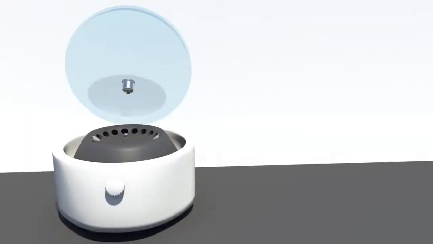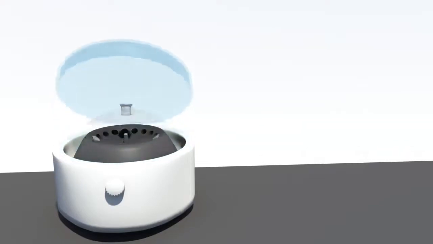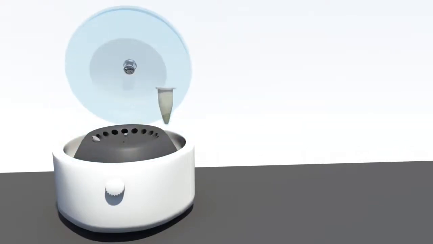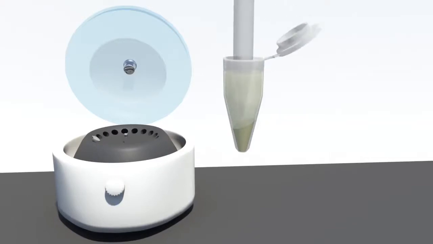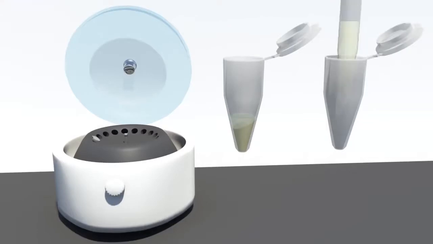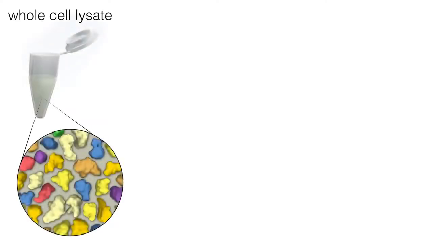Following lysis, cells and their contents are spun in a microcentrifuge. This results in an aqueous supernatant, which contains solubilized proteins, and a pellet, which contains membranes, organelles, nucleic acids, and any remaining insolubilized proteins. The supernatant, now called a protein lysate, is separated from the pellet to use for Western blotting. The most common type of protein lysate that researchers prepare is called a whole cell lysate because it contains all of the proteins within a cell.